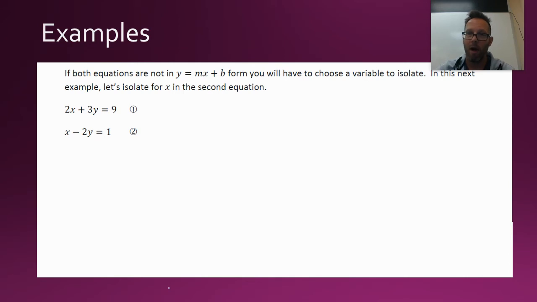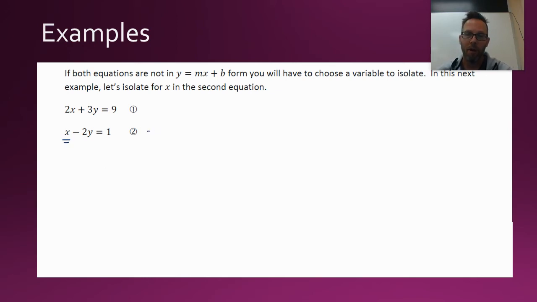So neither of those are in y equals mx plus b form. And think about what would happen if you wanted to isolate for y. If I wanted to rearrange equation 1 for y, eventually I would have to divide by 3, and I would get some fractions. And the same thing with equation 2. If I wanted to isolate y, I could, but I'd have to divide by 2, and I'd have to introduce some fractions. And I don't know about you, I like to avoid fractions when I can. In this case, there's one good choice for a variable to isolate, and it's the x in equation 2. It's the only variable in either equation that's by itself with no number in front of it.